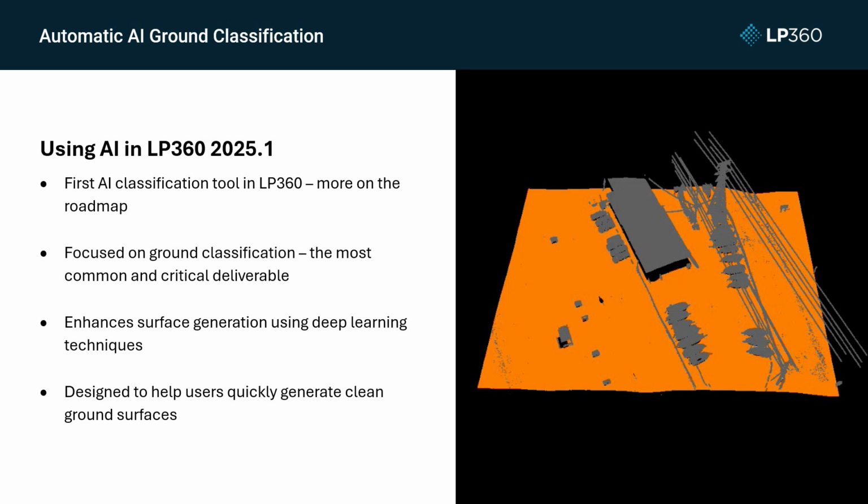We decided to start with ground classification because for the majority of our users, getting a good ground surface is either their first deliverable or often their only deliverable to get out of their project. So we wanted to put some effort there into adding some of these great new artificial intelligence approaches to getting the best ground surface you can from your point cloud.